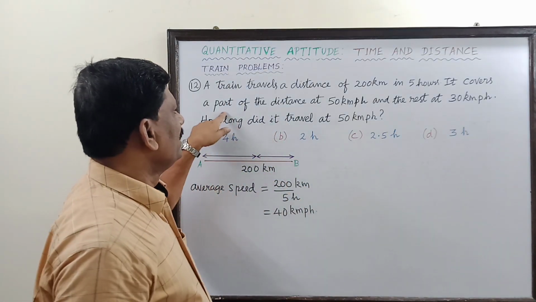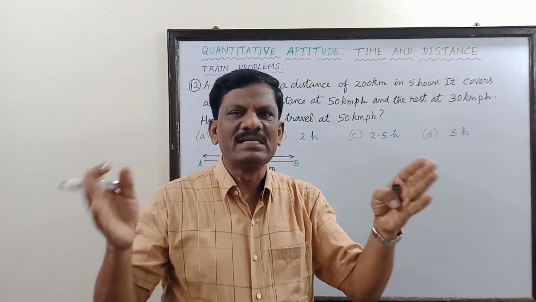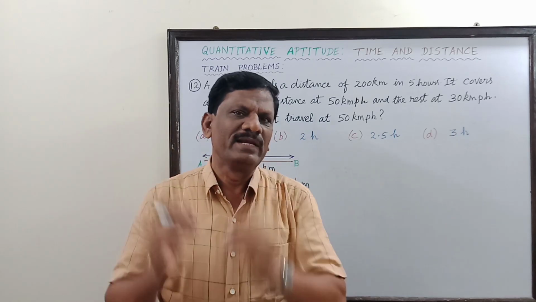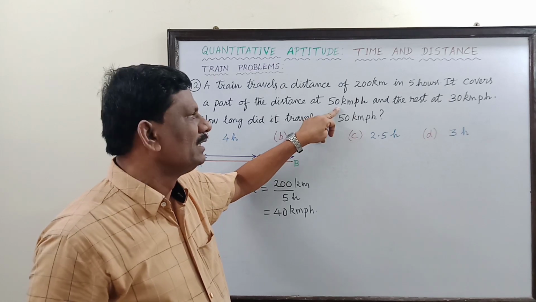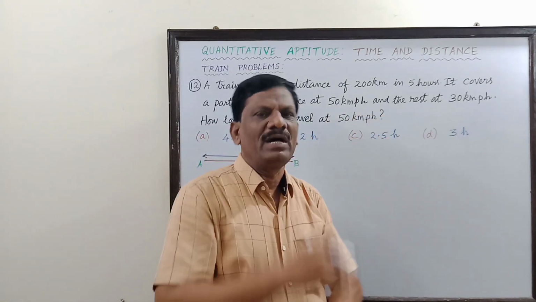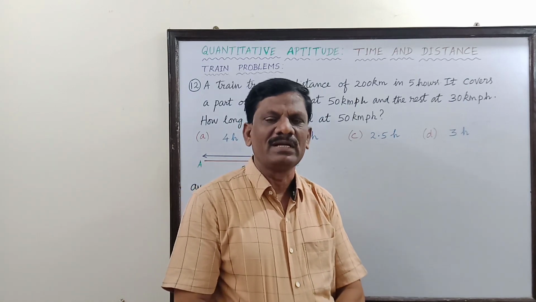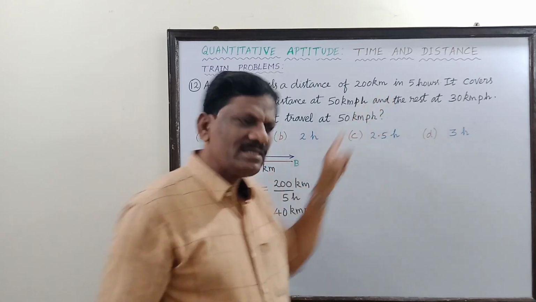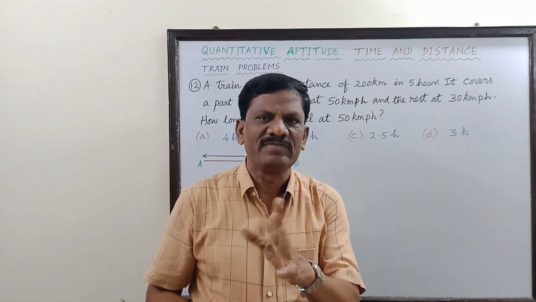And what is given? It is traveling a part of the distance. Total distance is 200 km. A part of this 200 km, it is traveling at an average speed of 50 km per hour, and the remaining part of the journey, it performs with the speed of 30 km per hour. So 50 plus 30 divided by 2 is 40. So 40 km per hour is the average speed. Have you understood this first?